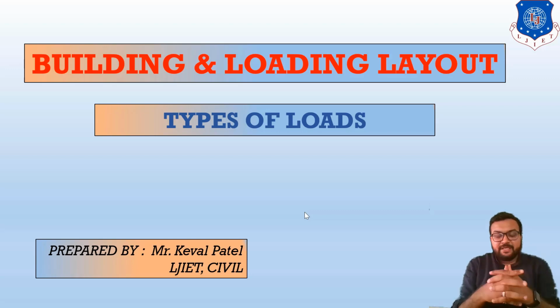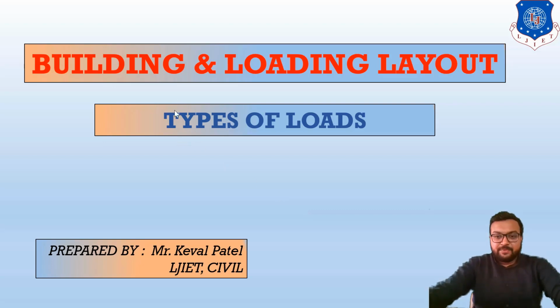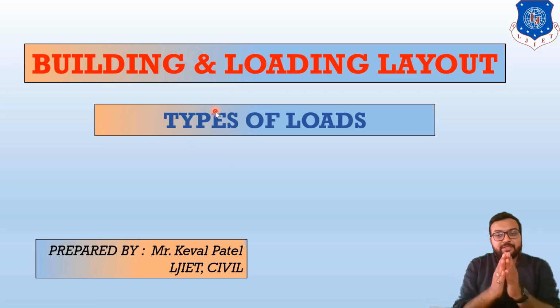This is our second lecture of our first chapter, which is building and loading layout. In the last lecture we discussed up to our types of load, and it was already told that in this chapter there are only two main theories. First one is types of load, which is covered in our last lecture, and second one is types of load combinations, but these types of load combinations are directly given in your IS codal provisions.